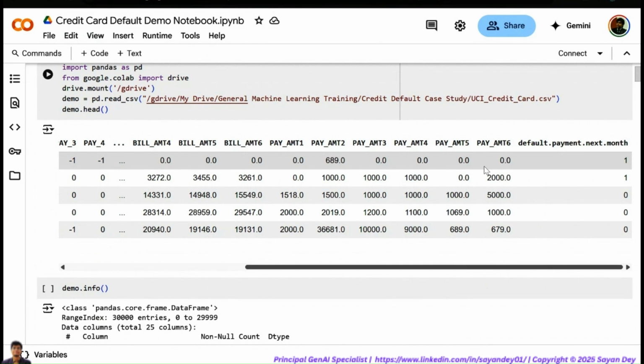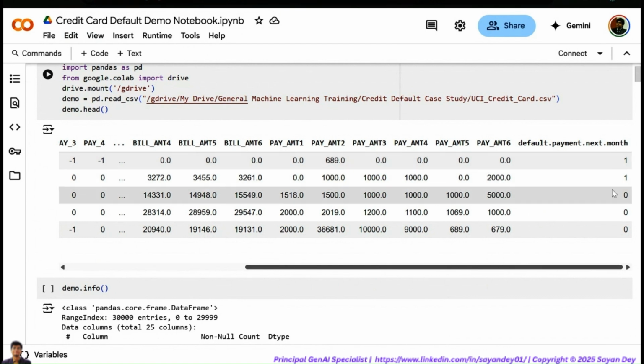Okay, so we're looking at the historical data, how the customer has used and interacted with the credit card account. How much bill he or she has incurred, how much payment he or she has made, what is the credit limit, what is the payment status, were there any late payments, did the customer pay on time. So these are all the different features of the customer that we have.